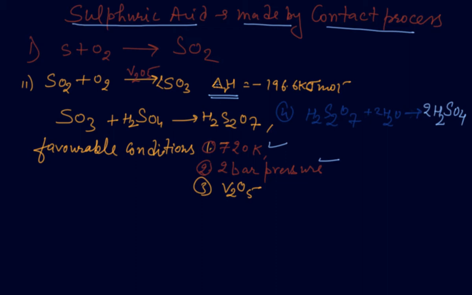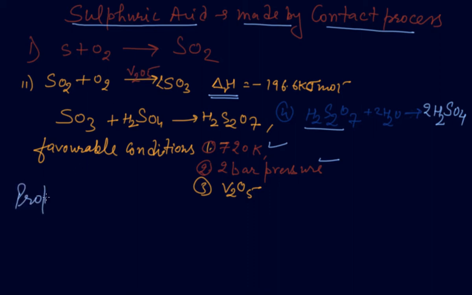The SO2 which is produced in this step is purified by removing dust and other impurities such as arsenic compounds, dust purifier, arsenic purifier, and in this way we are getting the oleum and then diluted, and we are getting the sulfuric acid finally. Sulfuric acid obtained by this contact process is 96 to 98% pure.